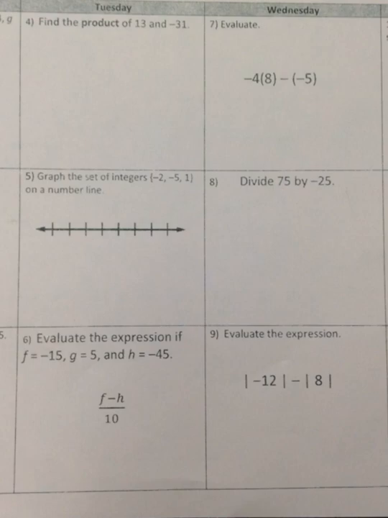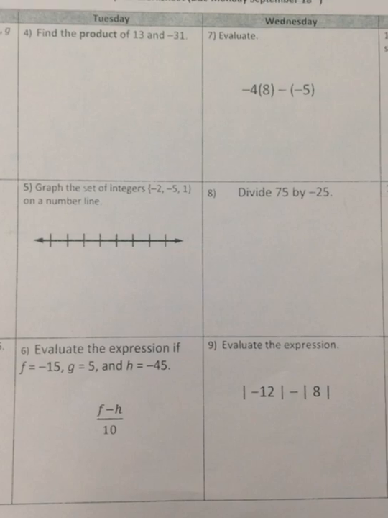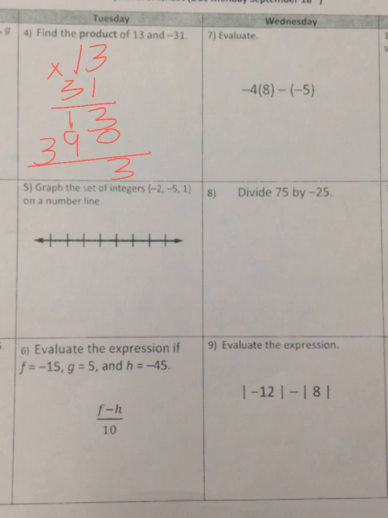Number 4, find the product of 13 and -31. So product means to multiply, so we're going to multiply 13 and -31. So 1 times 3 is 3, 1 times 1 is 1, placeholder. 3 times 3 is 9, 1 times 3 is 3. So when I add everything together, you're going to get 403, and since signs are different, it's a -403.